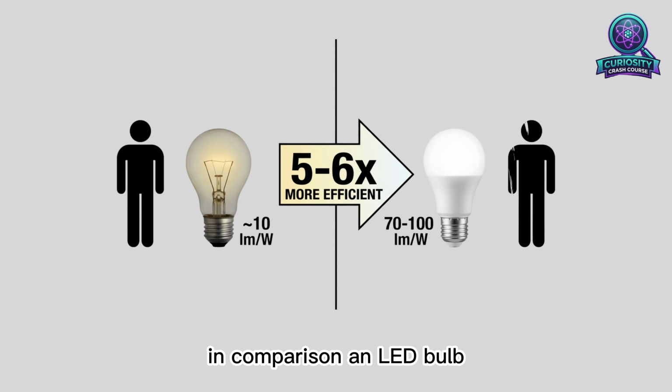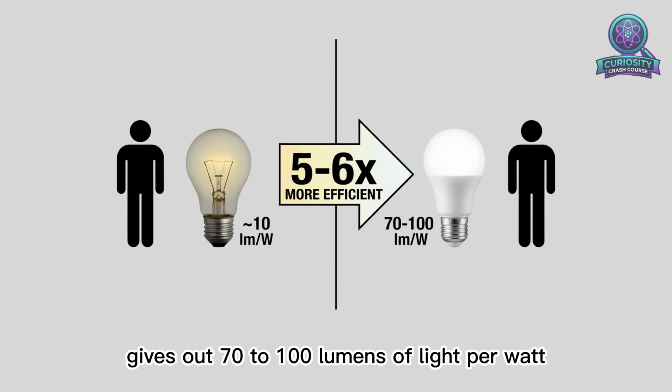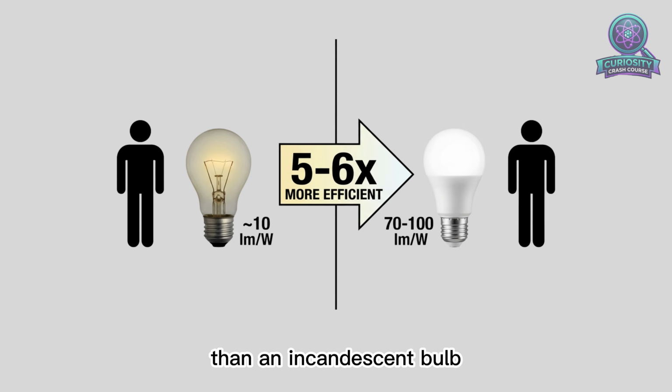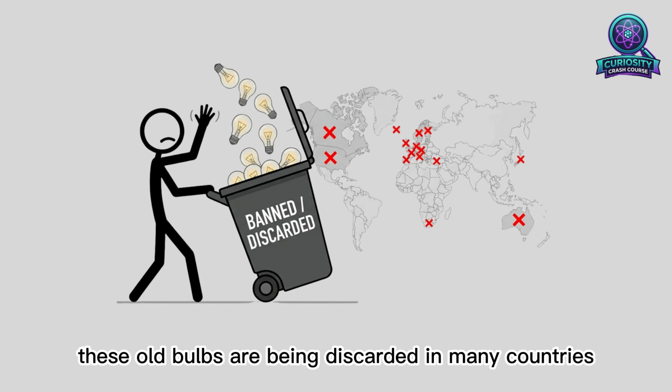In comparison, an LED bulb gives out 70 to 100 lumens of light per watt, which is 5 to 6 times more efficient than an incandescent bulb. This is why these old bulbs are being discarded in many countries.